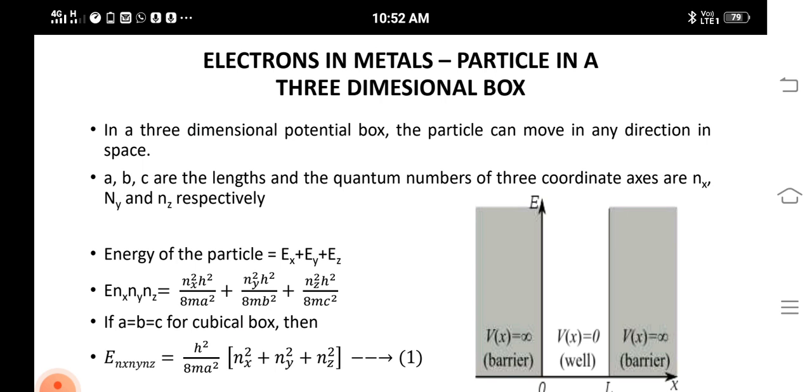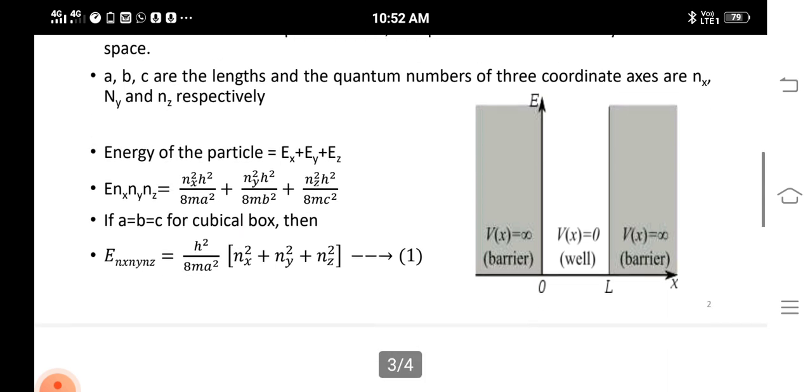Let a, b, c be the lengths and the quantum numbers of the three coordinate axes be nx, ny and nz respectively. The energy of the particle is Ex plus Ey plus Ez, that is, the total energy of the particle in a three-dimensional potential box is equal to Ex plus Ey plus Ez. When we add those values, we get nx squared plus ny squared plus nz squared, into h squared divided by 8 m a squared. That is our first equation, the energy of the particle.